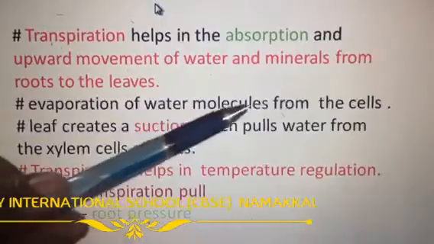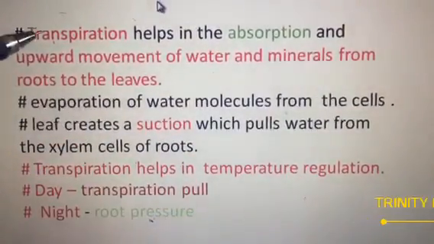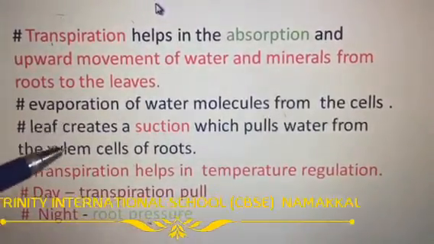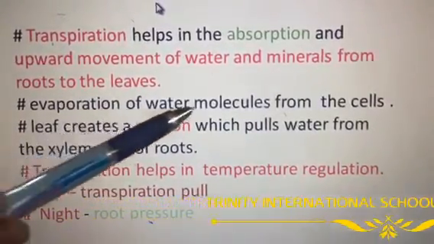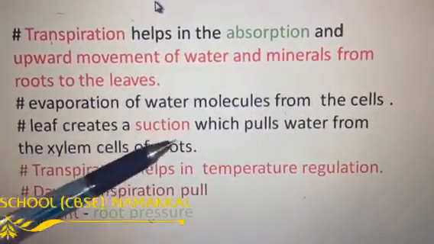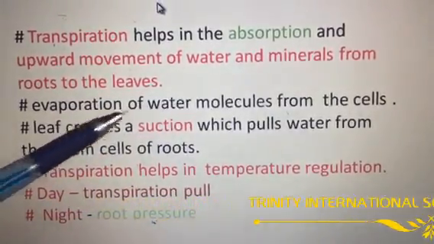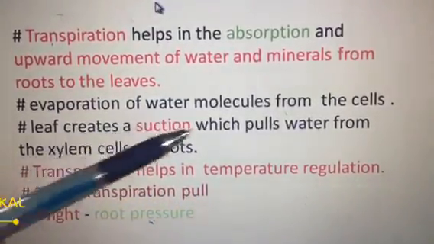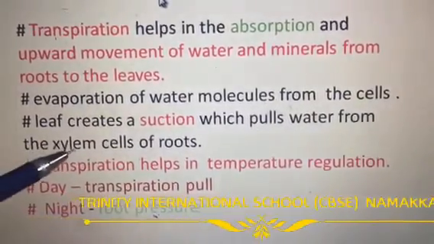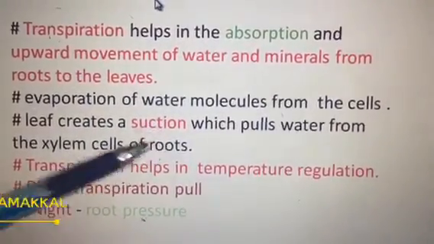Evaporation of water molecules from the cells occurs when transpiration happens. When there is evaporation, the leaf creates suction. Suction means sucking, which pulls water from the xylem cells of the roots. So suction pressure is created in the root.